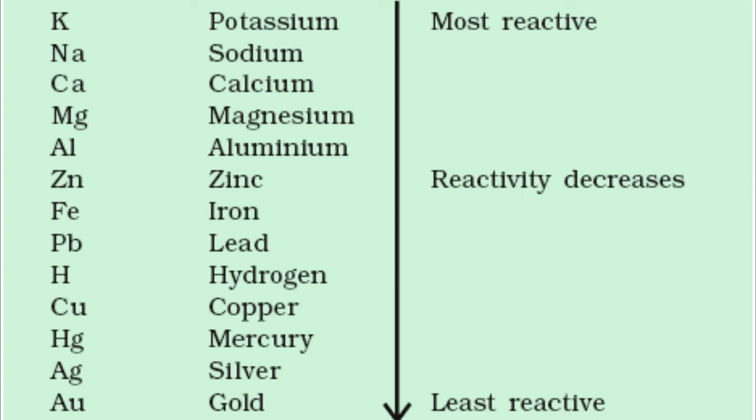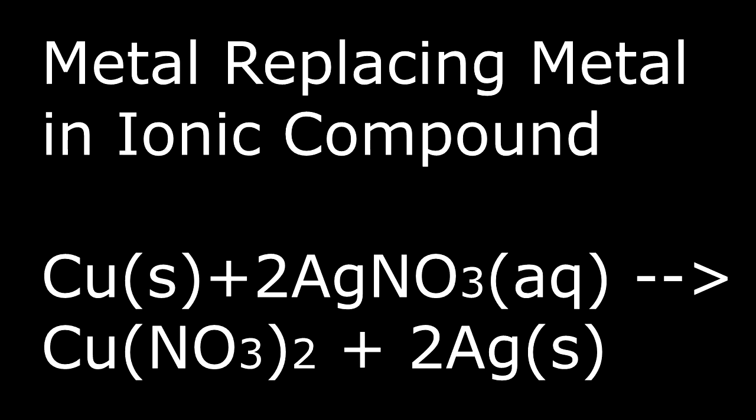For metals, there are three types of single displacement reactions that can occur. The first one is when a metal replaces a metal in an ionic compound. As you can see, copper replaces silver in this reaction. First, copper was the lone metal, and after the reaction, silver was the lone metal. Silver is the more reactive metal, which is why it was able to replace copper in this reaction. This reaction cannot be reversed because copper isn't as reactive as silver.